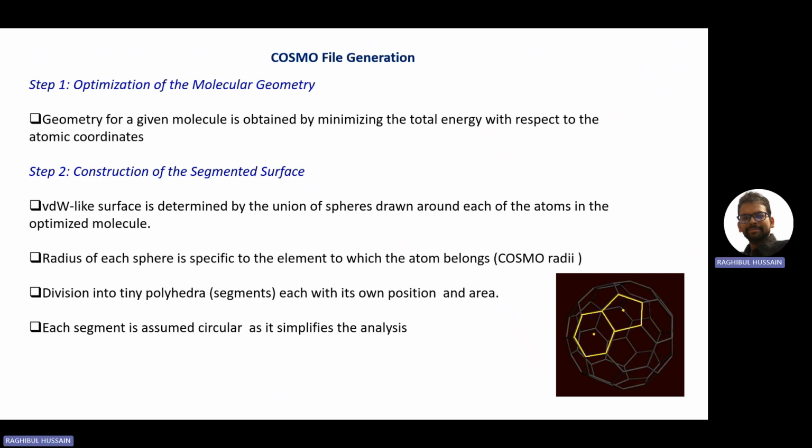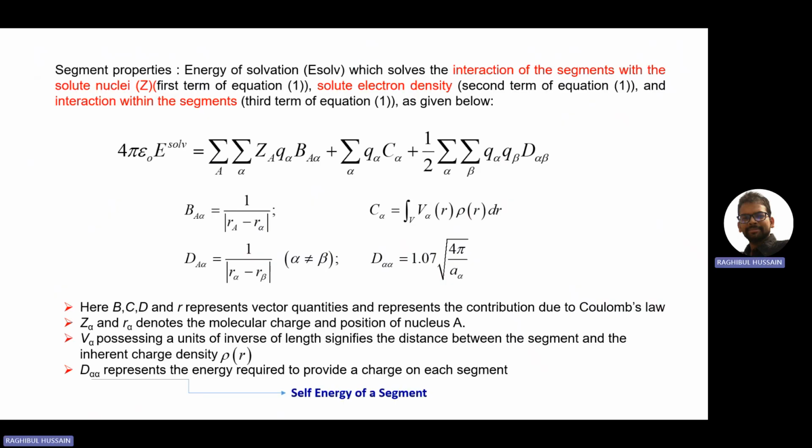But each segment is assumed to be circular because it simplifies the calculation. So this is the expression that Gaussian uses. Gaussian will try to find out E solve, the energy of solvation, which involves the interaction of the segments with the solute nuclei. So this is that term. A here is the different nuclei. Z is the nuclear charge, for the different nuclei. Q is the screening charge, which is on the surface.